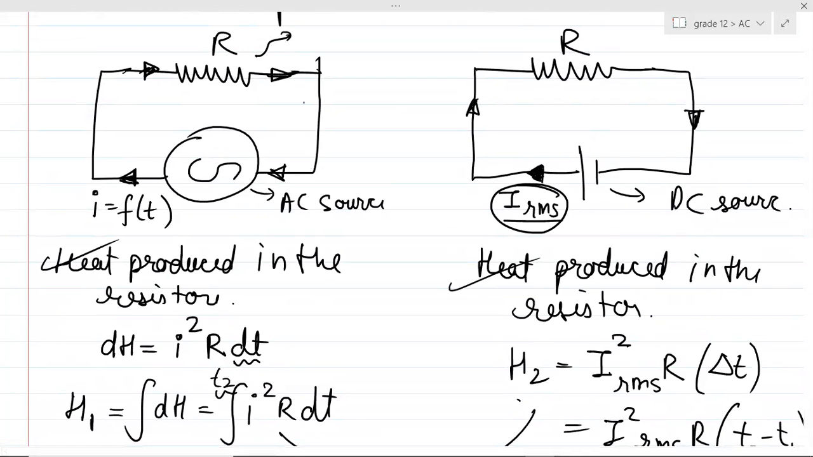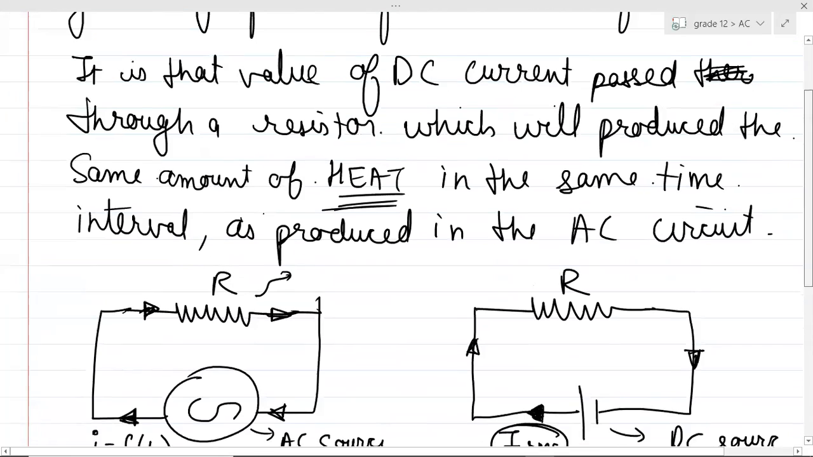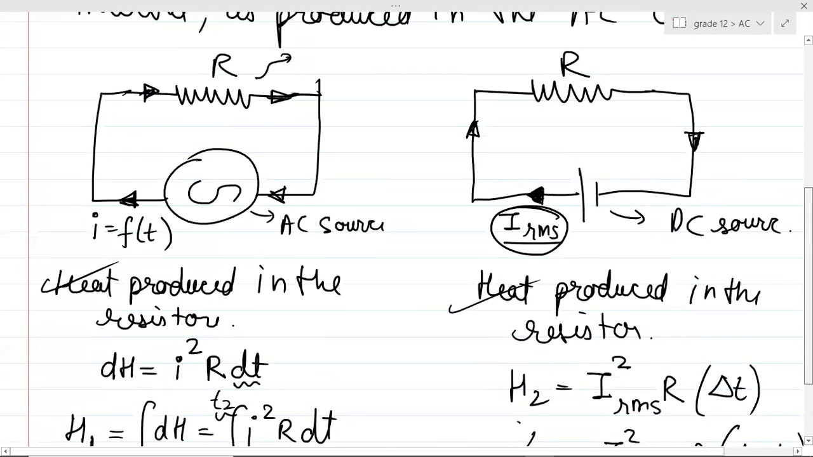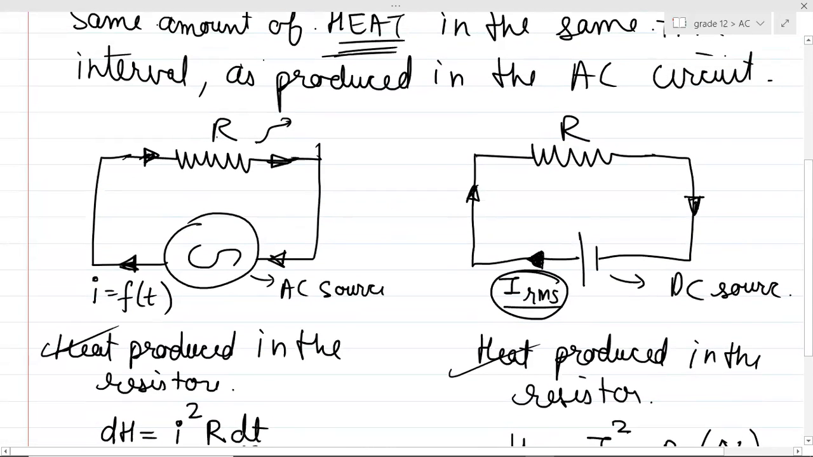The RMS value of a given alternating current can be defined as that value of DC current which produces the same amount of heat in a resistance which the AC circuit produces in the same time. One more thing here: in the same direction as well. Here don't change the direction of current. In the same direction, it should be there in the AC circuit.